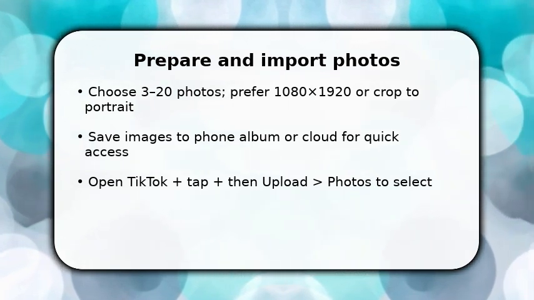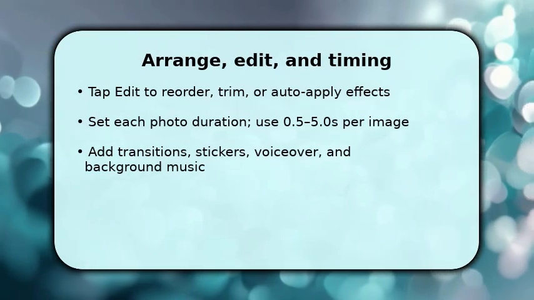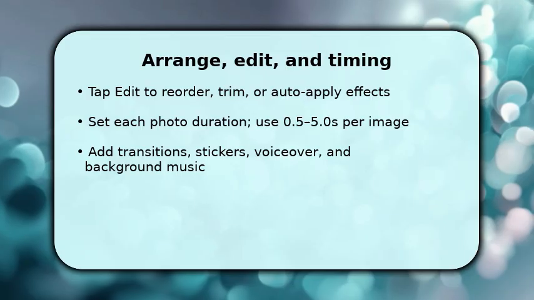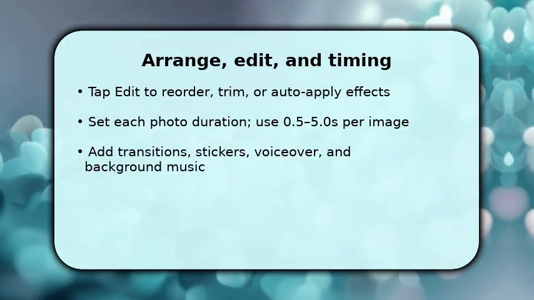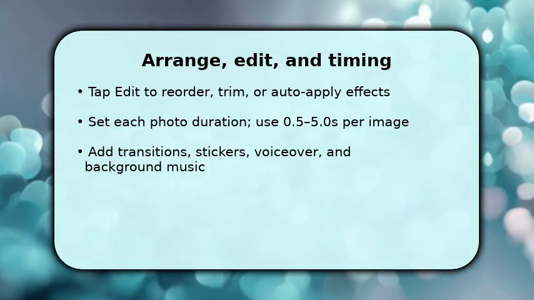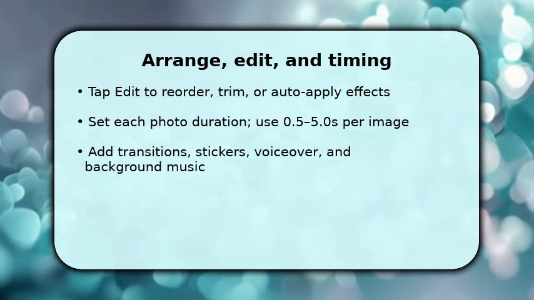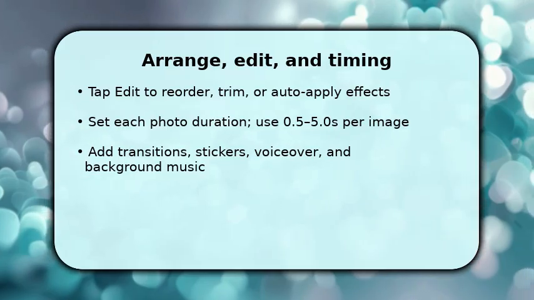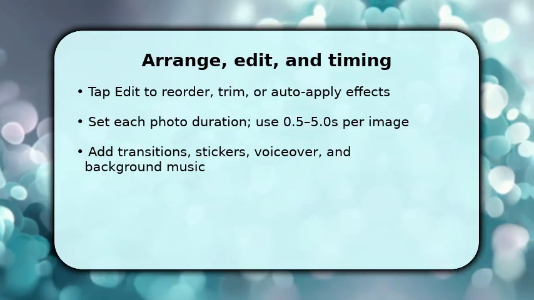Once you've imported photos, reorder them by dragging to control narrative flow because sequencing tells the story. You can tap Edit to set duration per photo, use 0.5 to 5.0 seconds depending on pace, and apply transitions between images for motion continuity. Make sure to add music from TikTok's library and sync beats. Tap Adjust Clips or Auto Sync to align cuts.